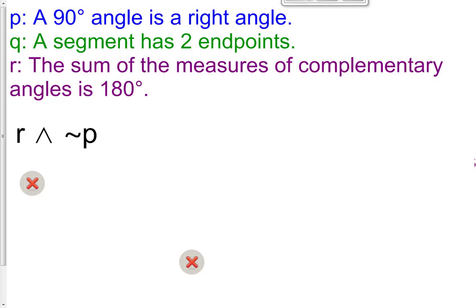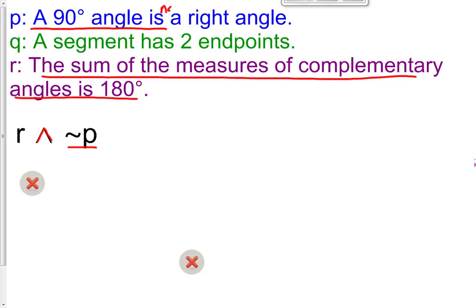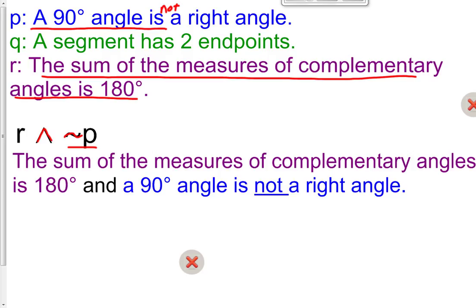Practice another one. Here we have R and not P. So R, the sum of the measures of complementary angles is 180 degrees. And we're going to put the word and in between, not P. So not P is a 90-degree angle is not a right angle. This negation symbol right here, you put in the word not when you do that. So that's what we're going to be writing down right now. The sum of the measures of complementary angles is 180, and a 90-degree angle is not a right angle.